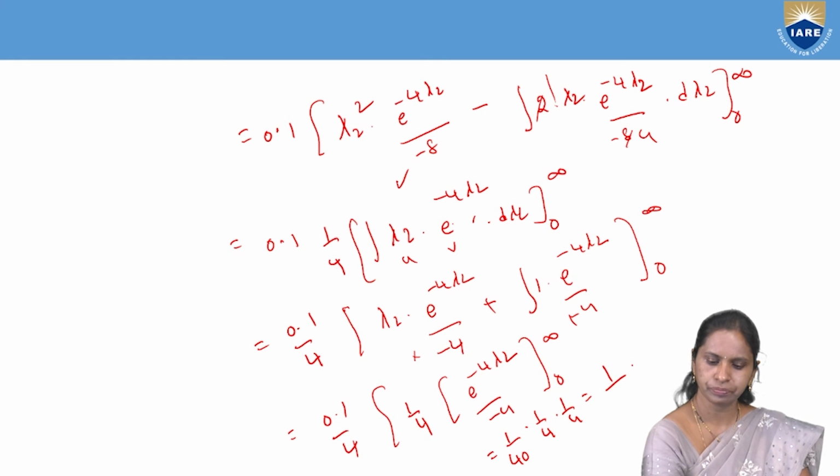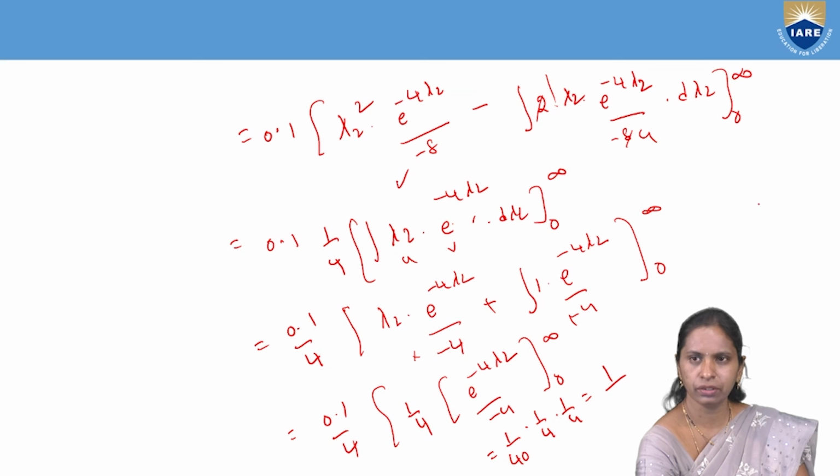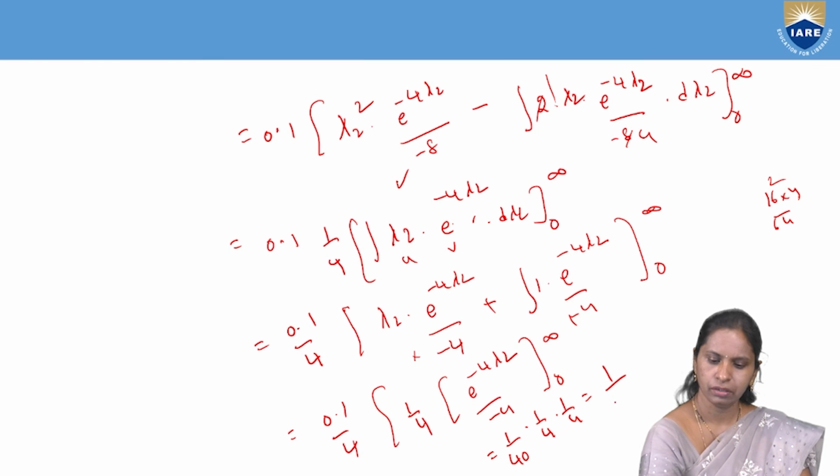That equals 4 into 4 into 4, so it is nothing but 640. So 1 by 640 is the answer.